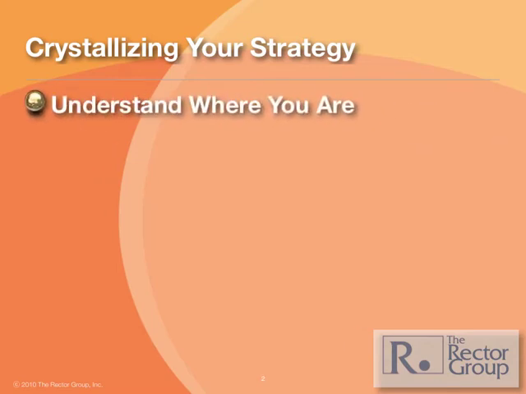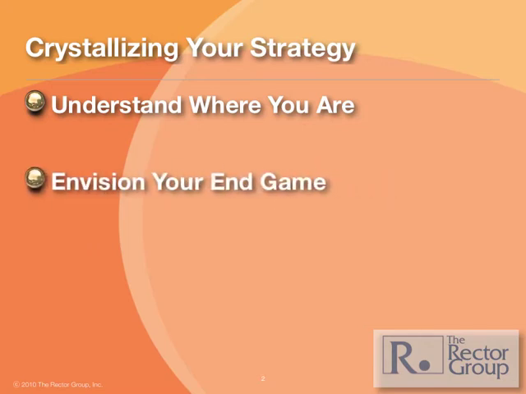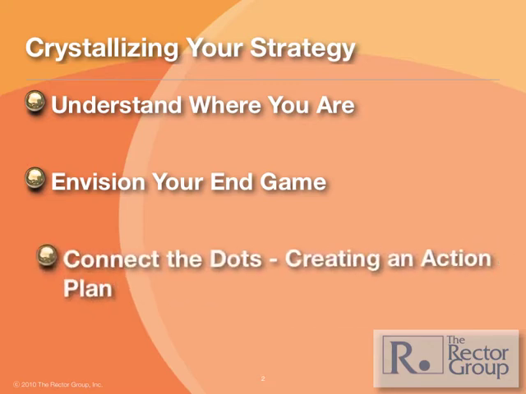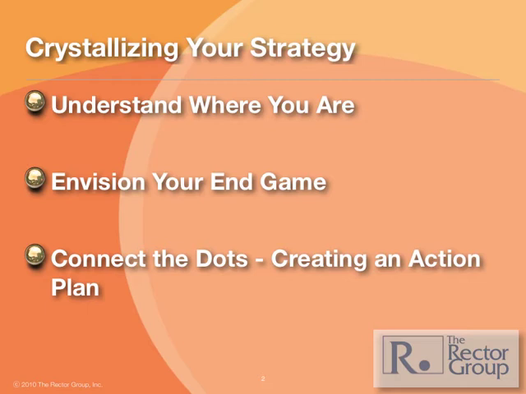Well, let's talk about crystallizing your strategy. The first thing you need to do is to understand where you are and then envision your end game. Sort of define where you want to be in, say, 18 to 24 months, the time frame that you've decided you want to look at. And then connect the dots in between those 2 points. And you do that by creating your action plan after defining where you are and where you want to be.